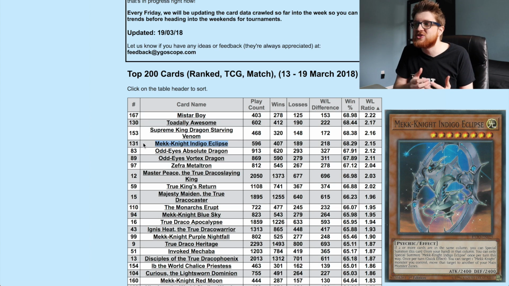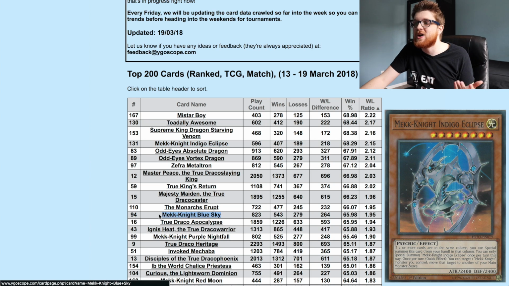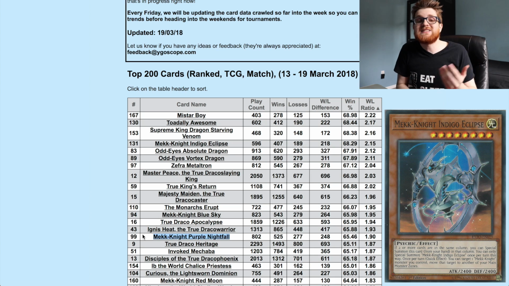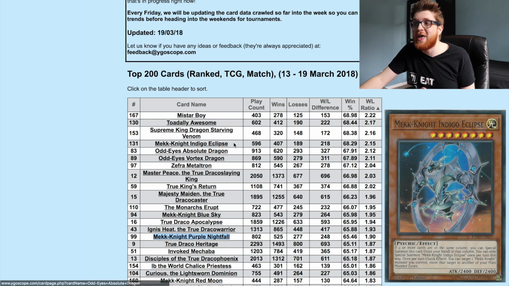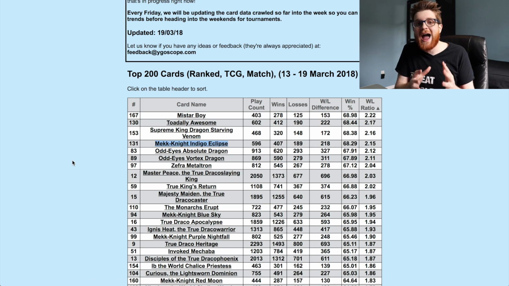So compared to something like Blue Sky or Purple Nightfall, which has a much lower win rate, you can see Blue Sky is down here, as well as Purple Nightfall down here. They're still good cards, but Indigo Eclipse has the higher win rate because it's kind of the finisher of the deck, that when your opponent's going in for the kill, they're gonna be going into that Indigo Eclipse. So that's why you can see a card like that up here as well. So that kind of gives you guys an idea of how this works.